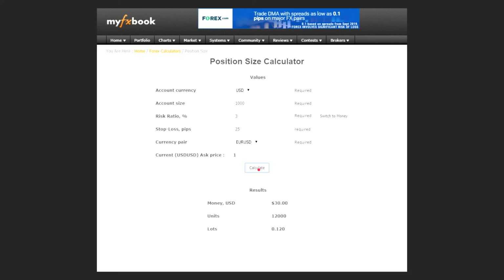And we hit calculate, and then this is what we get: money, units, and lots. So if you lose the trade, you're going to lose $30. Ignore units, but this is the lot size that you're going to enter with. You're going to enter with 0.12 lot size into this trade, okay? And that way, you would only lose 3% if it hits your stop loss. And this is perfect risk management, right? If you do this, this is good risk management, and you will succeed or not lose a lot of money.